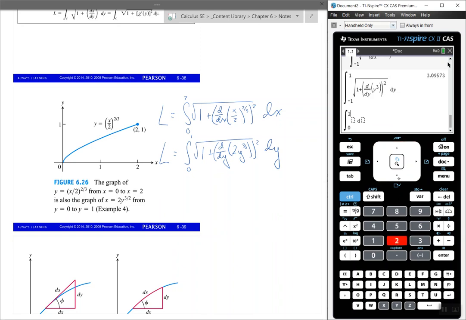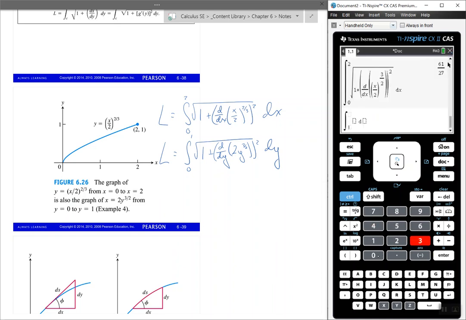So 0 to 2 of the square root of 1 plus, parenthesis, d/dx of x over 2, so we'll do another parenthesis in there, x over 2, go out to the 3 halves, all the way out squared. We should be good there. That should be it. 61/27. Perfect. Just what I thought it would be.